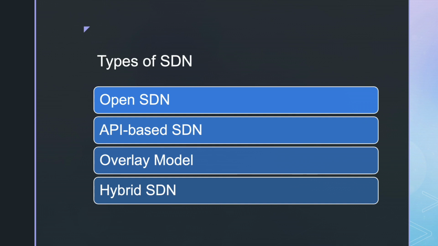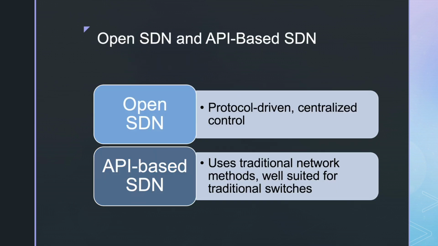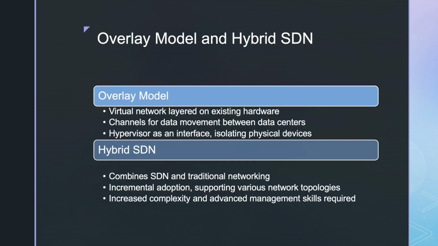Now let's talk about the four main types of SDN: OpenSDN, API-based SDN, the overlay model, and hybrid SDN. OpenSDN relies on protocols like OpenFlow, providing centralized control over network devices, while API-based SDN uses programming interfaces for monitoring and controlling network traffic. The overlay model involves a virtual network layered on top of existing hardware. Channels facilitate data movement between data centers, keeping the physical network itself unchanged.